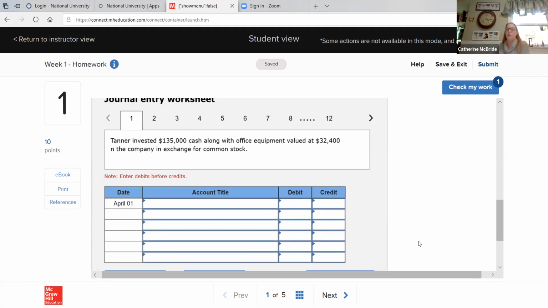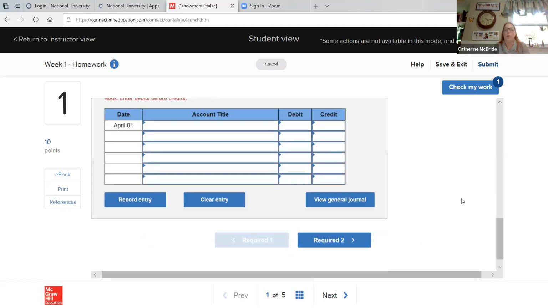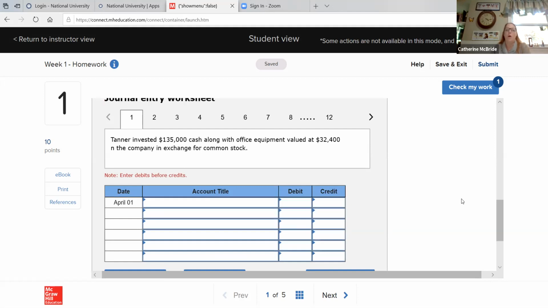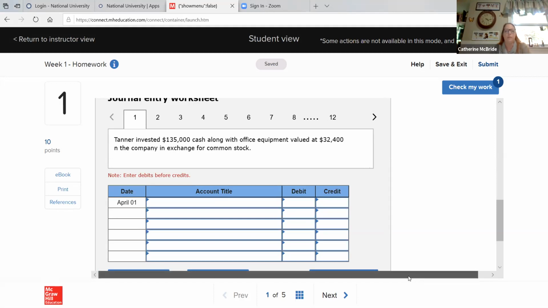Tanner invested $135,000 cash, along with office equipment valued at $32,400, in the company in exchange for common stock. Okay, so the first question is, do you remember what accounts are affected? The two accounts that are affected, actually we have three: we have cash, we have equipment, and we have common stock.